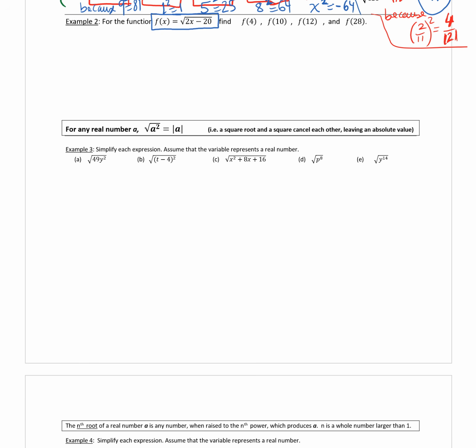The function f of x equals the square root of 2x minus 20. We want to find these values. Let me write those out. We want f of 4 first, and then we want f of 10. And then f of 12. And then the last one, f of 28. That's a big number. Alright, I'm going to find all of those.